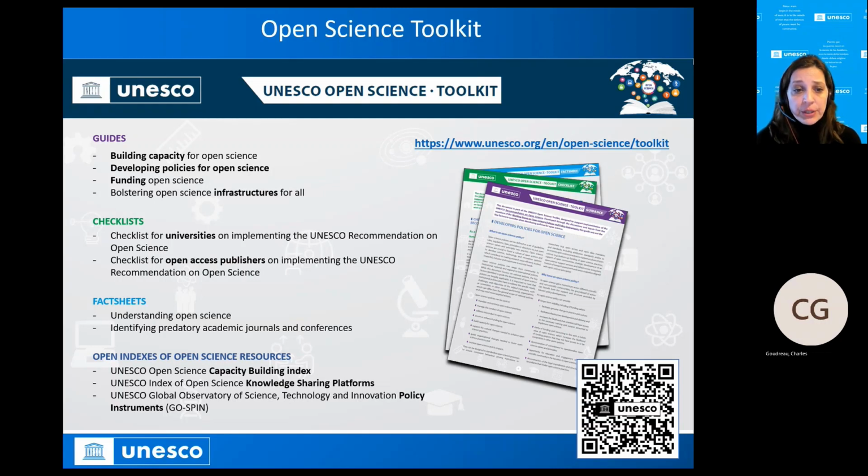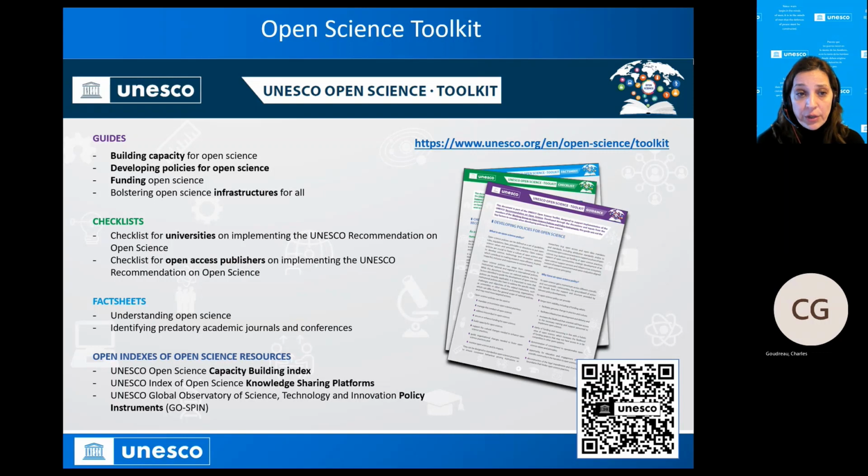We have checklists for universities, open access publishers, and some fact sheets on understanding open science and on predatory journals and conferences, some of these issues that really are important when we try to put in place open science practices in line with the recommendation. We are currently also working on a capacity building index for open science, knowledge sharing platforms, and also an observatory for policy instruments. So we are continuing to work on these different issues.